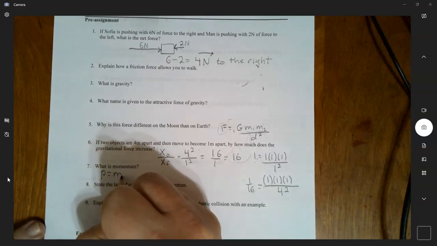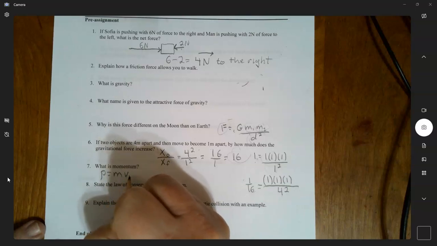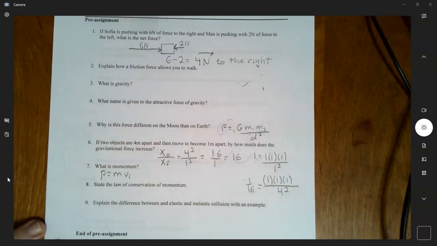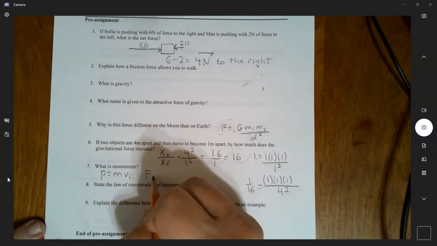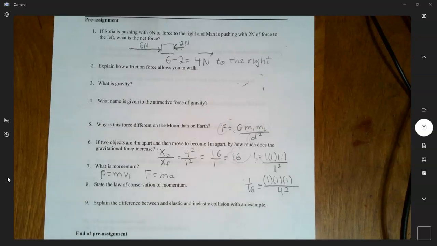And it's instantaneous, not average. That's why I like to put the I like that, even though most books do not. Force equals mass times acceleration, just to compare the two, because they can be easily confused. So if an object is moving at a constant velocity, it can have momentum, but it doesn't have any force to it, okay?